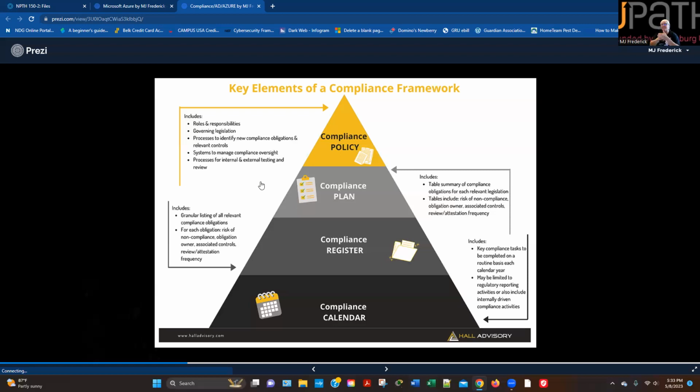Now, the compliance calendar is very important, and I have had to do all of this when I was at UF. The compliance calendar is the key compliance tasks to be completed on a routine basis each calendar year.